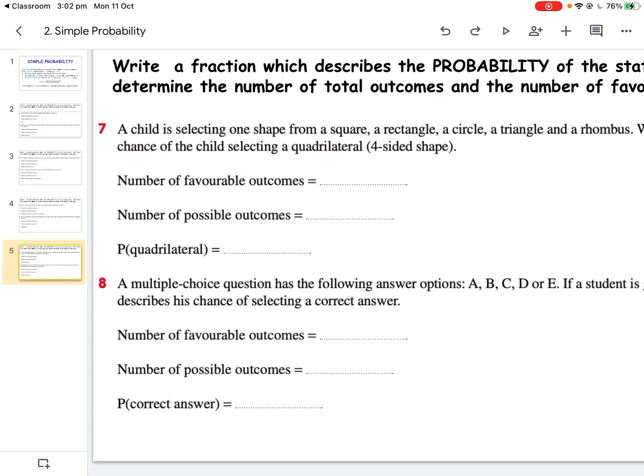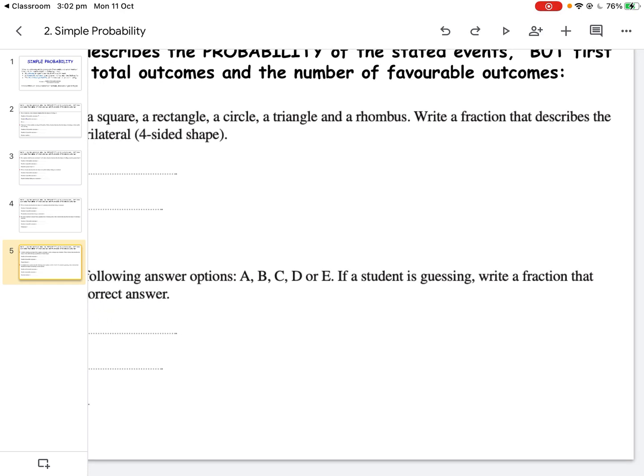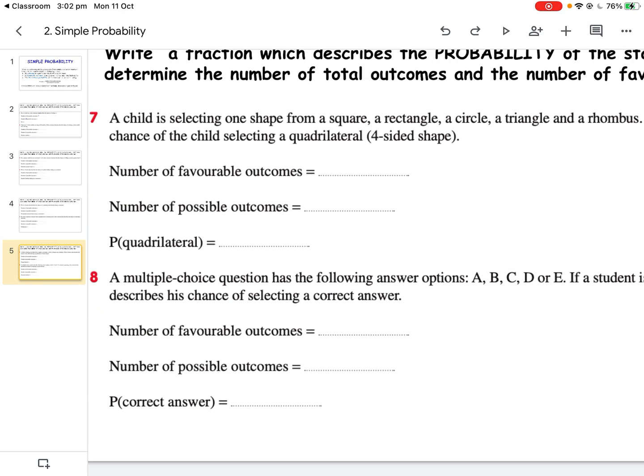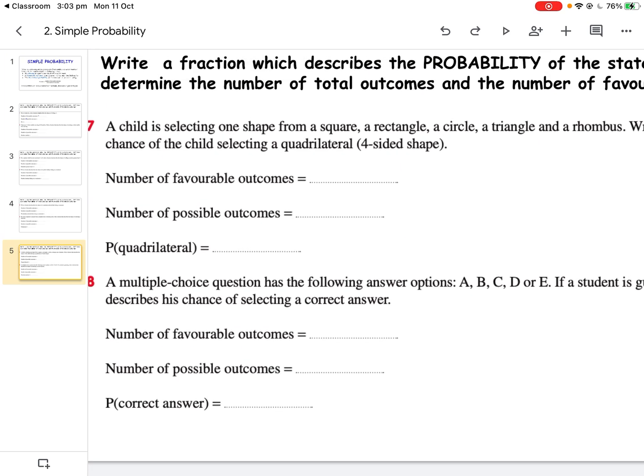A multiple choice question, question number 8, has the following answer options: A, B, C, D, or E. If a student is guessing, write a fraction that describes his chance of getting a correct answer. So the number of favourable outcomes, write a fraction. Okay, so you can only get one of those, can't you, in a test? You can't get all 5. You can only get one of them. So number of favourable outcomes is 1, because you can only get 1 grade, hopefully an A. Number of possible grades you can get, well, there's 5. So your correct answer would be 1 out of 5. Okay, so only one of those answers in a multiple choice test would actually be correct.